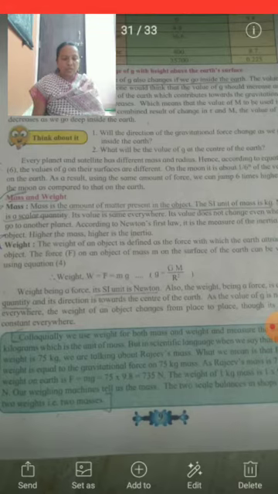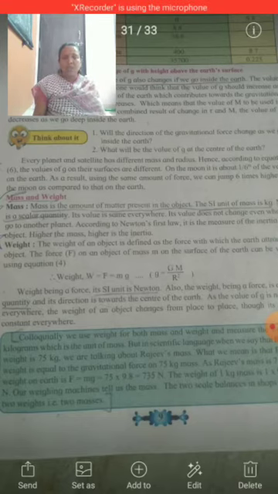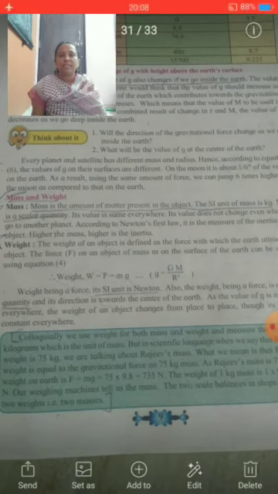As the value of g is not the same everywhere on the Earth, the weight of an object also changes from place to place, though its mass is constant everywhere. The point given in the bracket box is also deleted from the syllabus. Our next point is free fall. Do you know this bracket is also deleted from the syllabus?